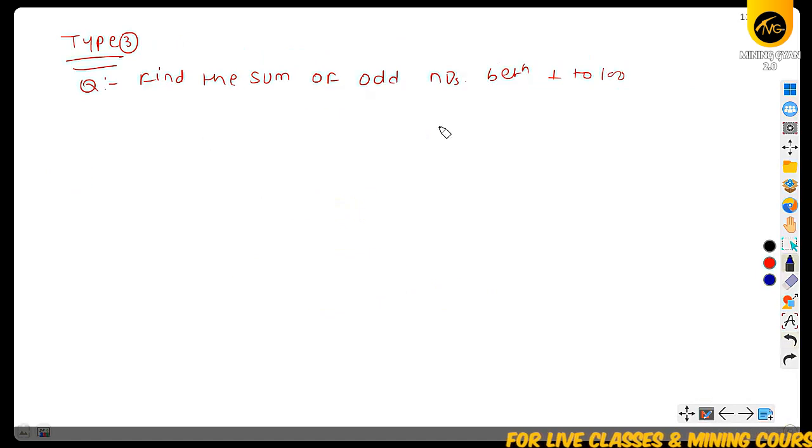Now suppose the next question, this is type 3: find the sum of odd numbers between 1 and 100.